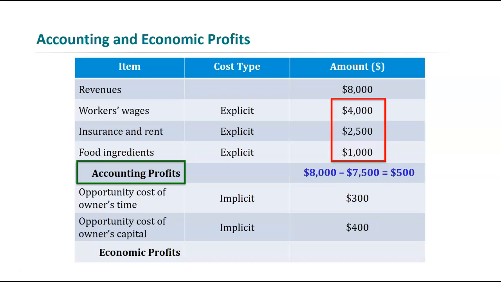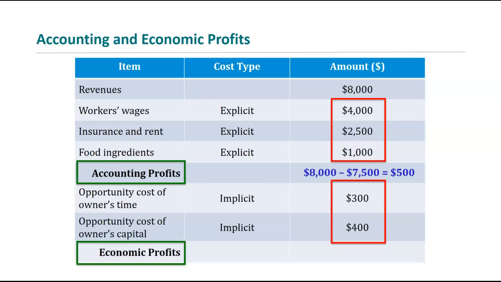But then, if you think further about, okay, cool, my business made money, but how much could I have made if I had done something else? The opportunity cost of your time, you could have made $300 somewhere else with that time. The opportunity cost of your capital, if you had invested it instead in the stock market, you could have made $400. And so if you subtract those out of your revenues, the economist would tell you your economic profit is actually negative $200. You could have made $200 more if you had made a different choice, if you had instead, say, stayed at Burger King instead of opening your own McDonald's.